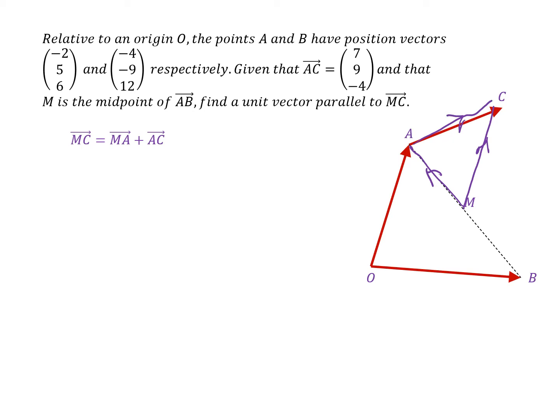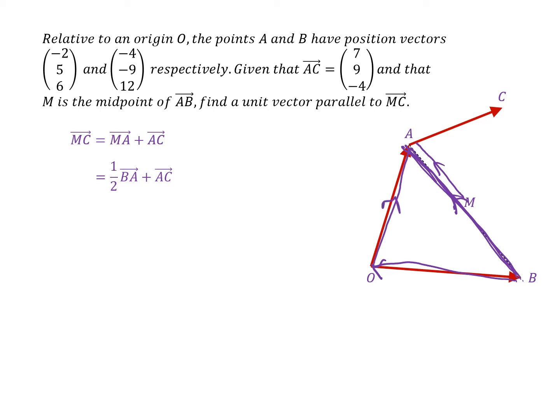But what is MA? Well, MA is half of BA. There's BA, that vector there, and MA is half of that. So MC is now half of BA plus AC. But what is BA? Well, BA is A minus B. If you go from B to A, that's the same as going from B to O, minus OB, and then from O to A. So that's minus OB plus OA, or OA minus OB.